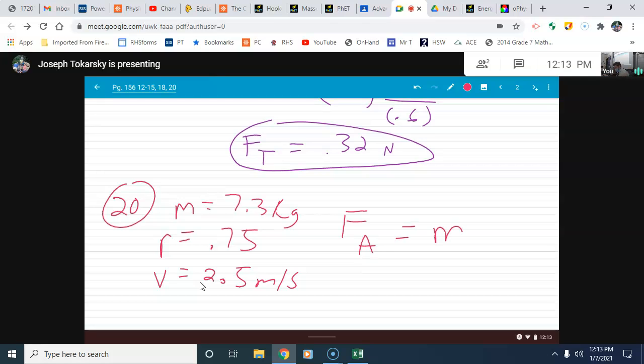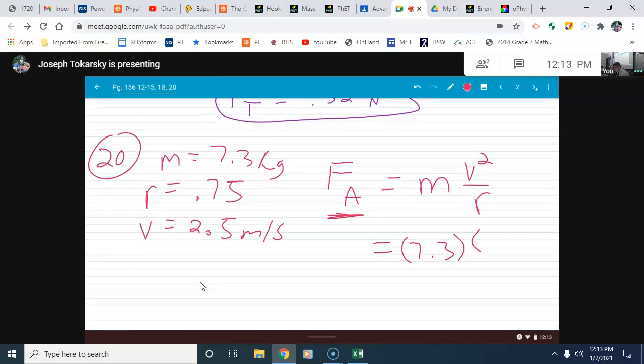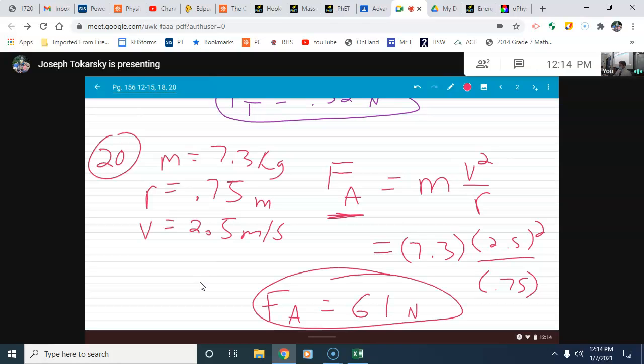So that'll equal M times, I'm just going straight to this equation since this is the third time in a row we've done it. It's just applied force there instead of tension or friction. 7.3 times 2.5 squared over 0.75. All the units were good. That thing was meters. And this will be about 61 newtons, something close to that.